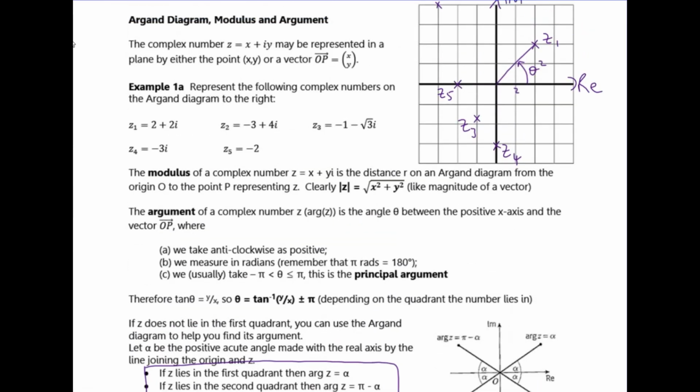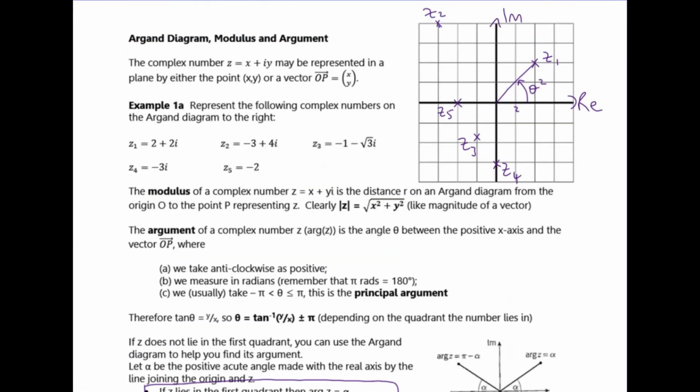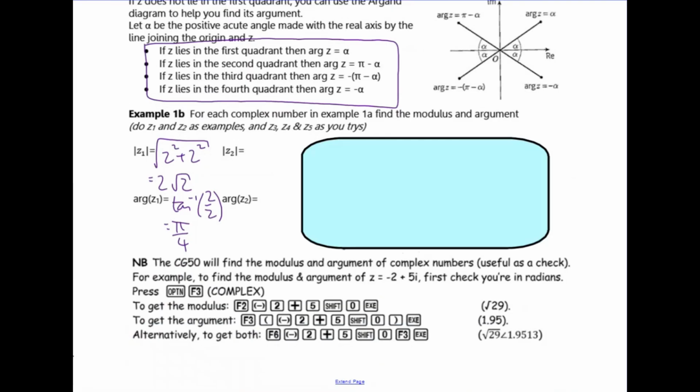For Z2, so Z2 is up here. The modulus, again, is the distance from Z2 to the origin. So that's 3 and 4. So 3 squared plus 4 squared. I'm not interested in the minus sign here. It doesn't make a difference whether it's negative. So just 3 squared plus 4 squared, which gives 5.